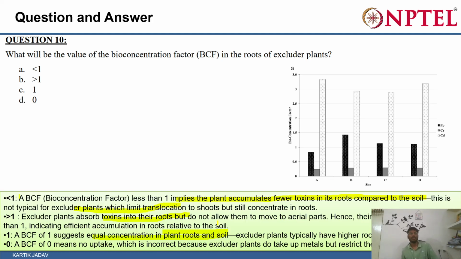Okay, so what we need to identify is the value of bioaccumulation factor in the root of excluder plants. Whenever there is an excluder plant, in that condition, this factor is greater than 1. So correct answer is option.